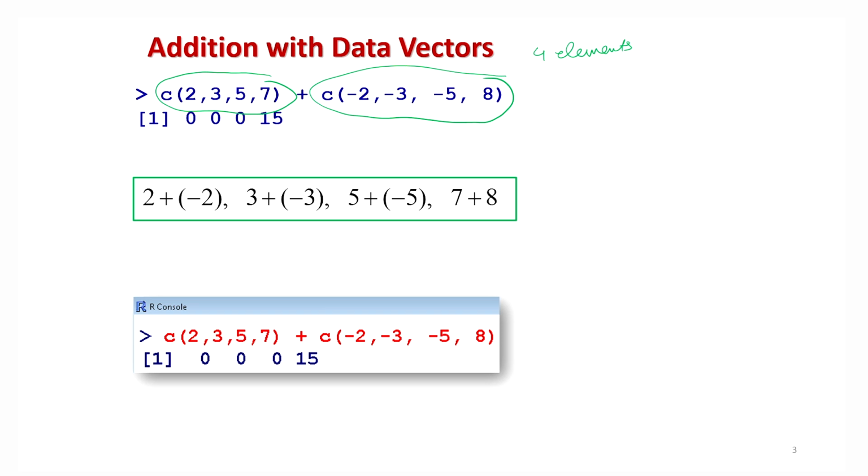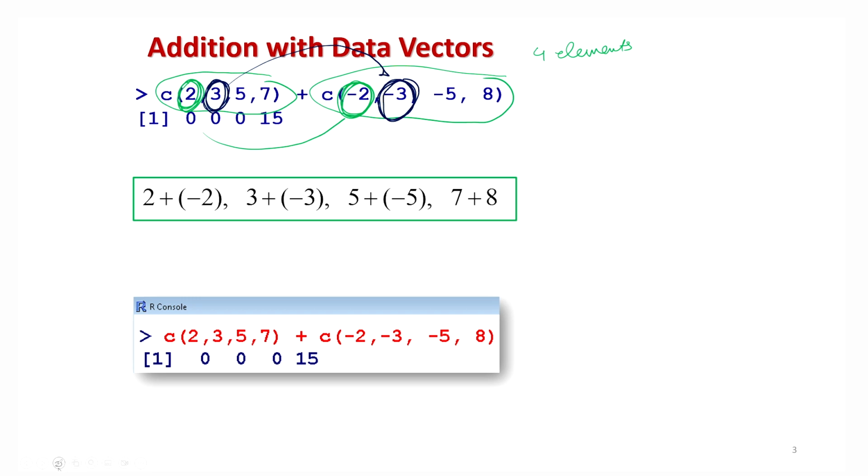Let me explain, please try to understand it, I will go pretty slow. The addition in data vectors is done element wise, or say position wise. The first element of the first data vector is added to the first element of the second data vector like this. Then the number at the second position in the first data vector, which is here 3, is added to the number at the second position in data vector 2. So this 3 and minus 3 will be added.